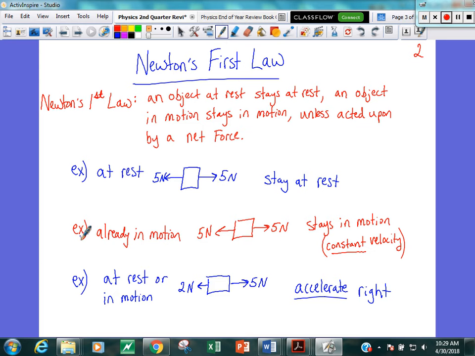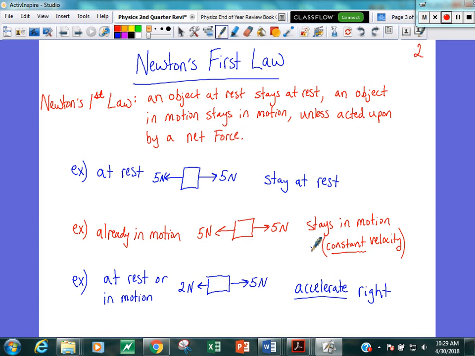The second example. Now this object is already in motion. So let's say it's moving already. And now you put 5 newtons of force to the right and 5 newtons of force to the left. Again, there's no net force, so it's going to stay in motion. But if we describe its motion with more detail, it's going to stay moving with a constant velocity.